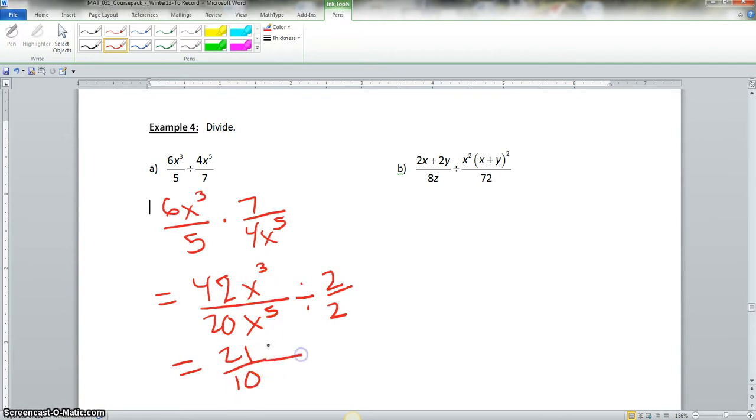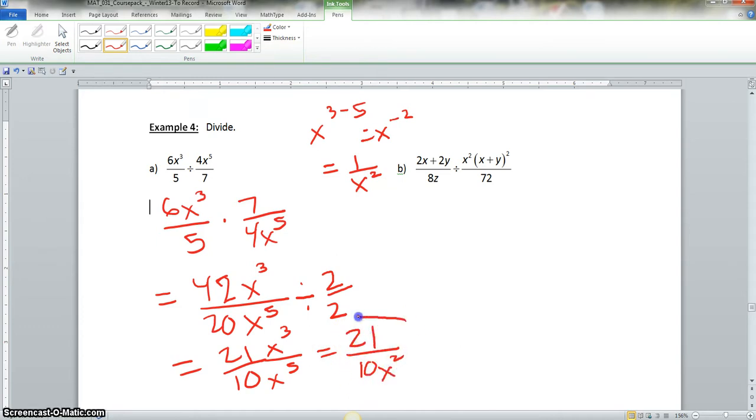Now, we still will have our x to the third and x to the fifth. We could go off to the side here, and we know we have the same base, so we subtract the exponents. So we will have x to the 3 minus 5, which would be x to the negative 2. And we know x to the negative 2 is 1 over x squared. So that means the x squared will go in the denominator. So our final answer here will be 21 all over 10x squared.